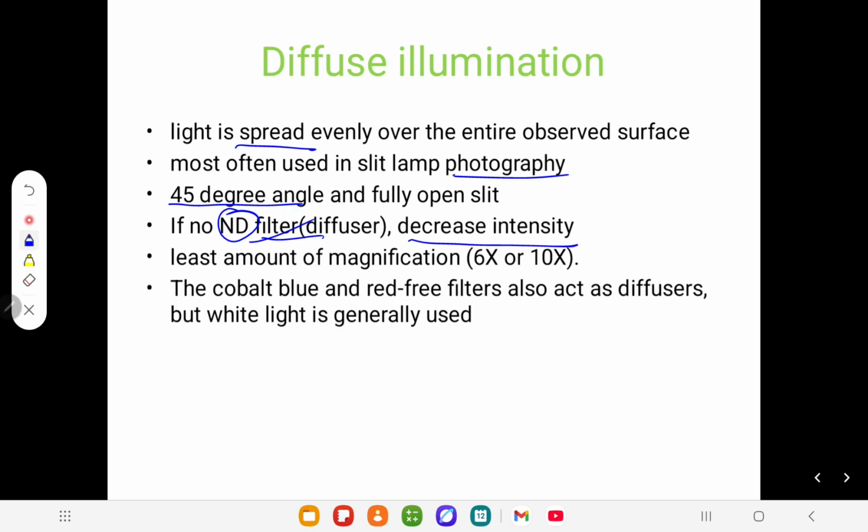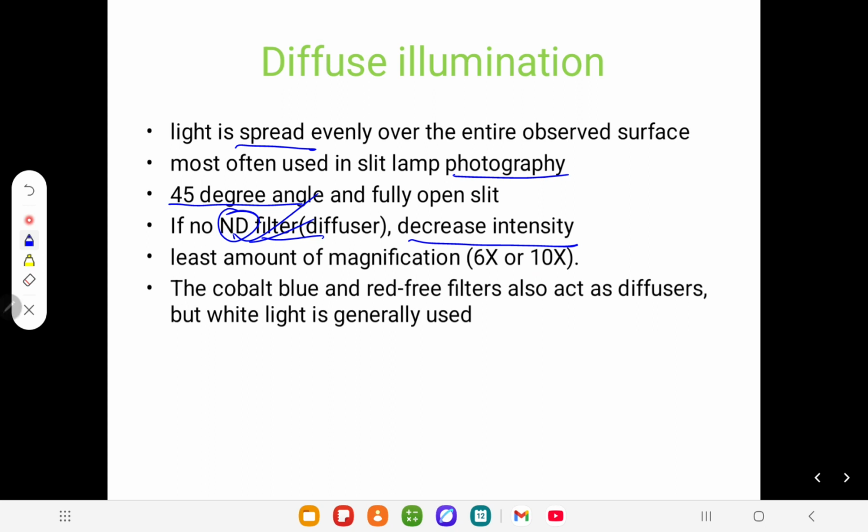If you use a neutral density filter, it will definitely decrease intensity, isn't it? That's the work of a neutral density filter. It is not selecting specific wavelengths, just passing light through. The neutral density filter is very useful in orthoptics in many cases, and it's also useful in case of AVF. Yes, in many cases the neutral density filter is very useful. So we use the least amount of magnification.